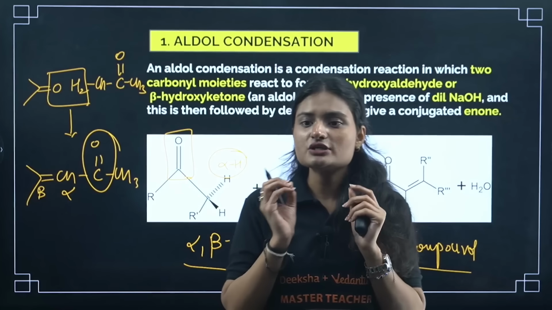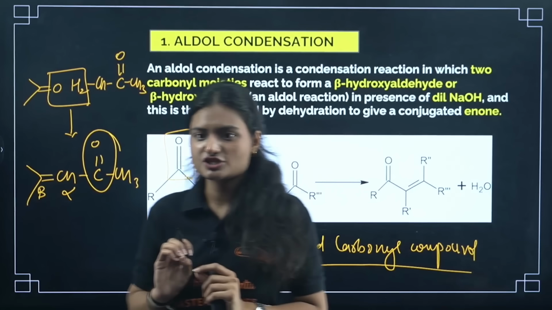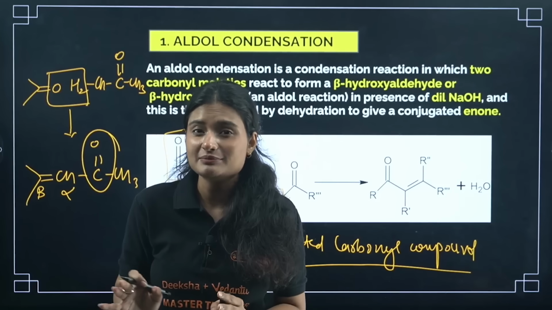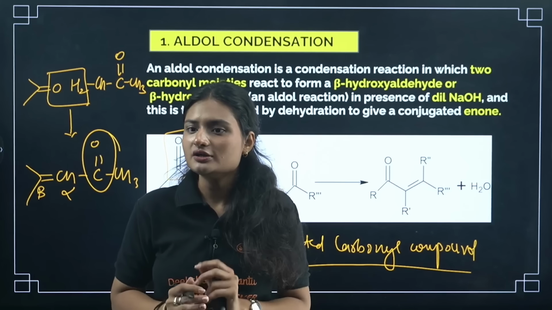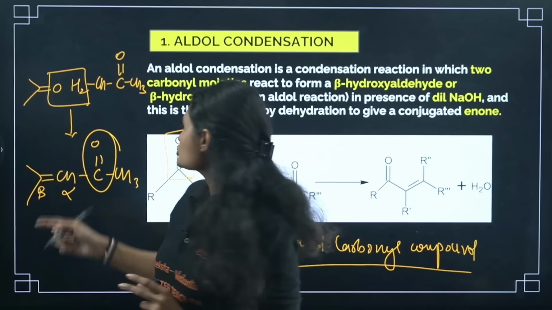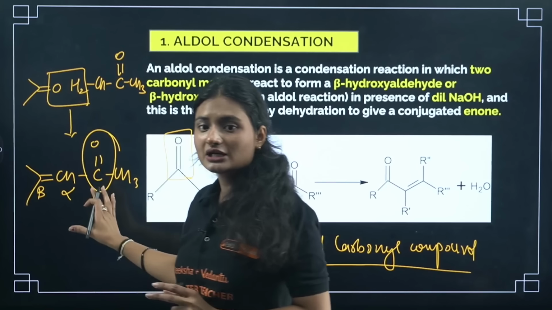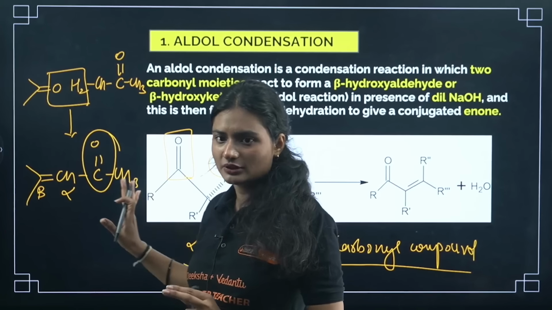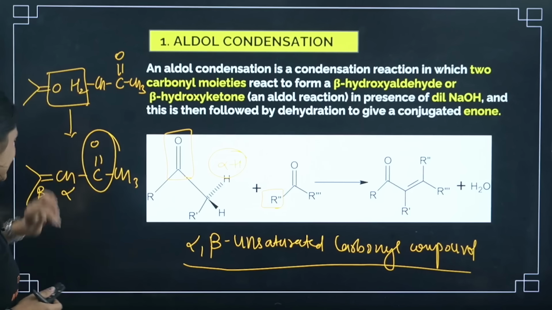Okay, that is your simple way of writing the aldol condensation product, because in the exam you don't have the time to write the full mechanism. So this is a simple method. You just remove this water molecule and this is your alpha beta unsaturated carbonyl compound. Okay, clear? Okay, next reaction, shall we?